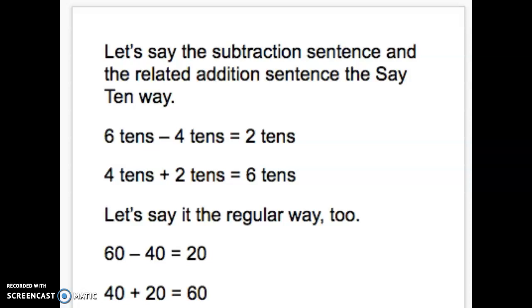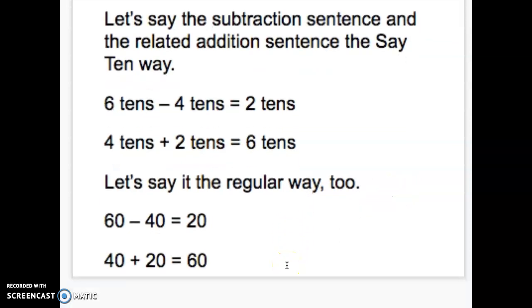Let's say the subtraction sentence and the related addition sentence the say 10 way. 6 tens minus 4 tens equals 2 tens. 4 tens plus 2 tens equals 6 tens. Now we can say it the regular way. 60 minus 40 equals 20, or 40 plus 20 equals 60.